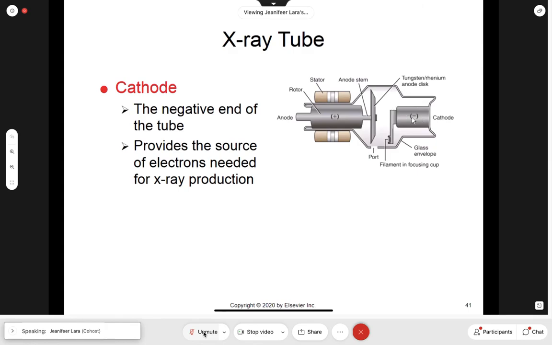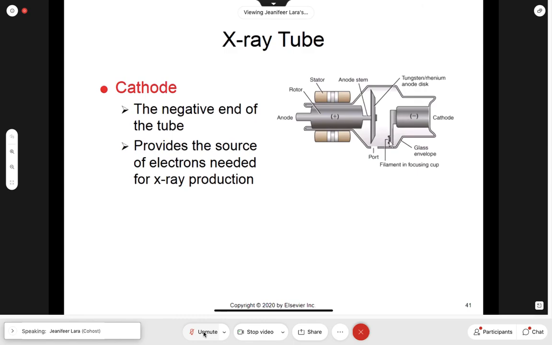So on the other side, electricity is coming in to the cathode. This is being energized, where electricity is now supplying the filament. What is happening at the filament? The electrons are being released by thermionic emission. Absolutely. That filament is boiling off those electrons.